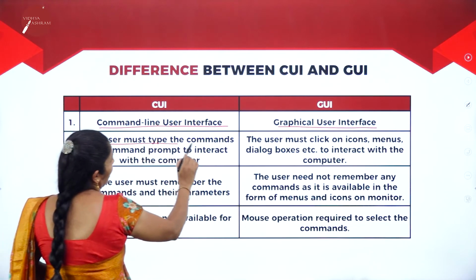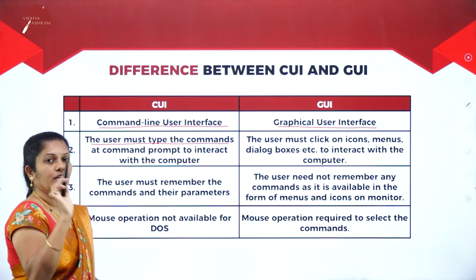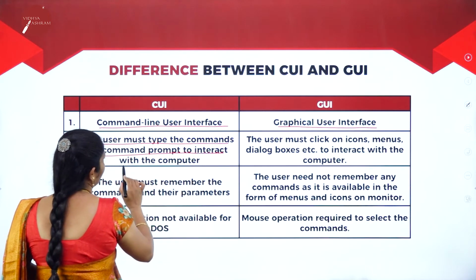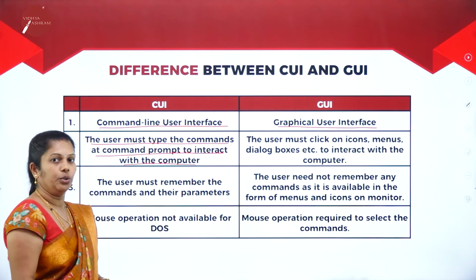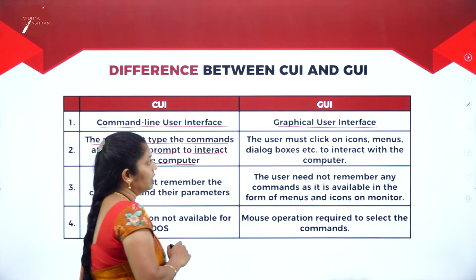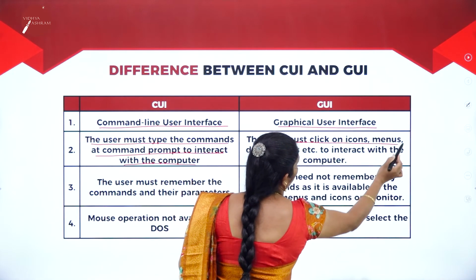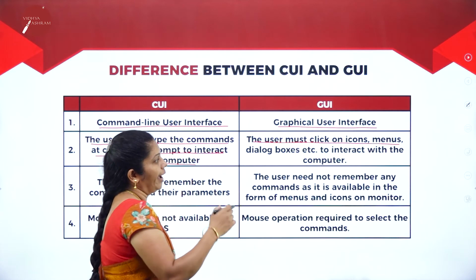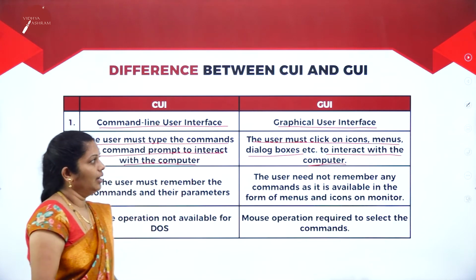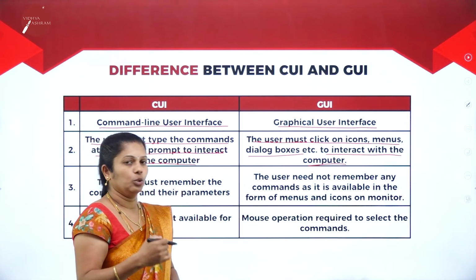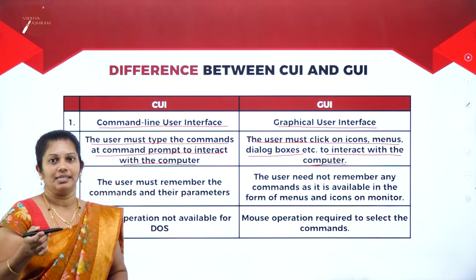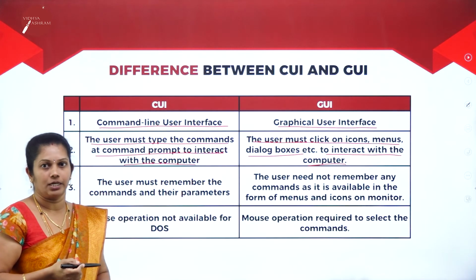In the command user interface, the user must type the command. In the command prompt, the user has to type with the help of the keyboard to interact with the computer, as I already told you. Whereas in the graphical user interface, the user must click on icons. There will be some icons, menus, dialog boxes, etc. With the help of those symbols and icons, we can interact with the computer.